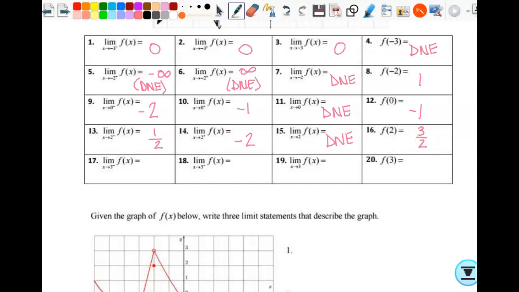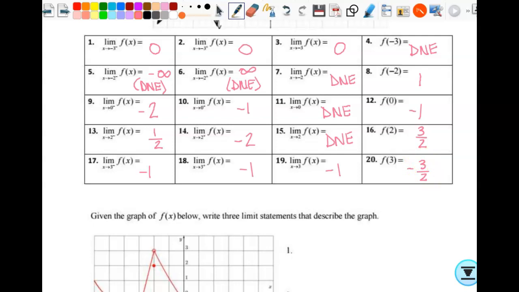All right, we all good on those? 17, I got -1. 18, I got -1. So without even looking at the graph, what does 19 have to be? -1. What is f of 3? -3/2. Very good. Okay, we all good on all that?